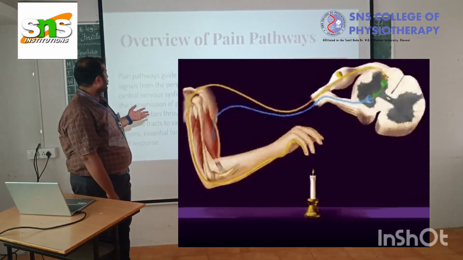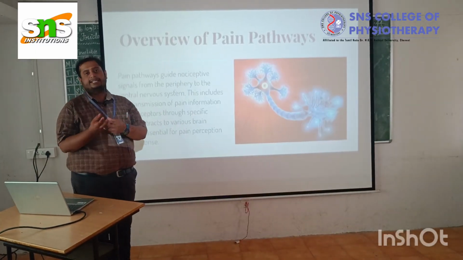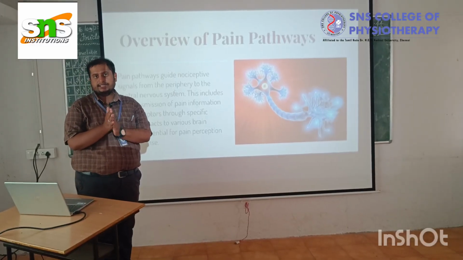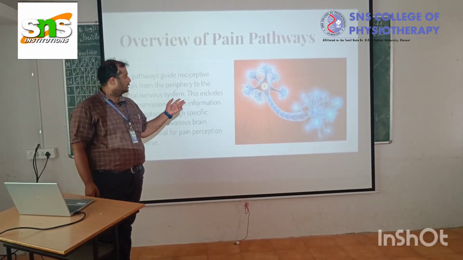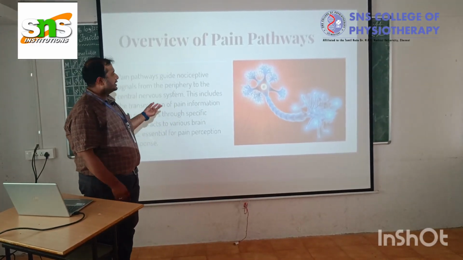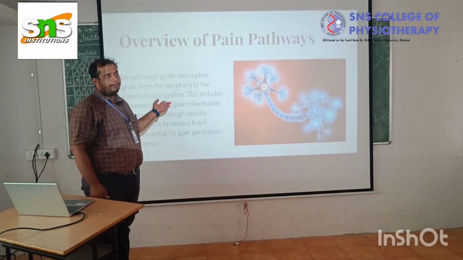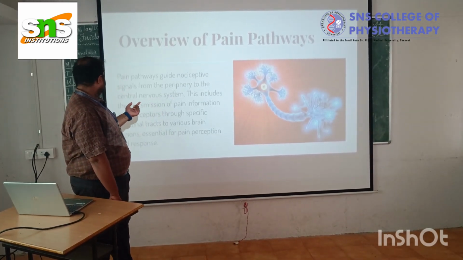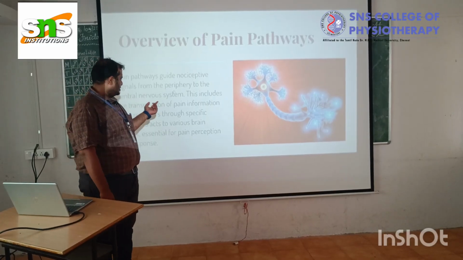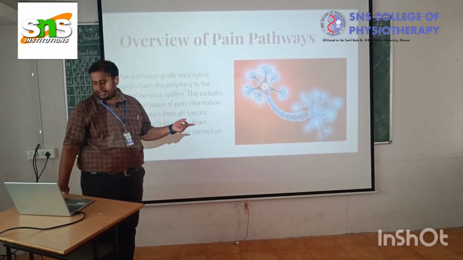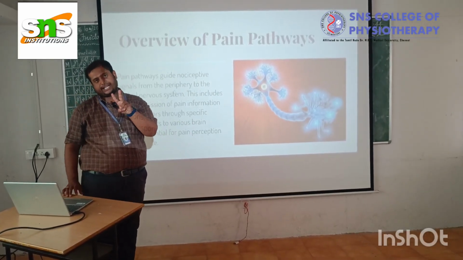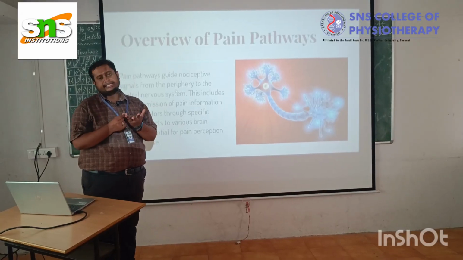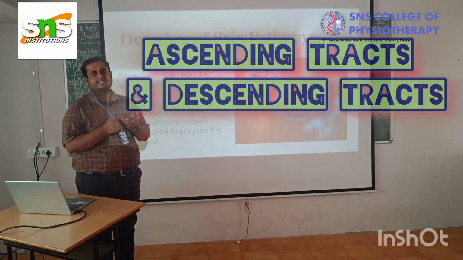In this pathway, there are certain tracts in the spinal cord, which are the main reason that the stimulus is carried to the brain. First, we are going to see the various perceptions of pain. There are two types of tracts in our body. One is the ascending tract and one is the descending tract.